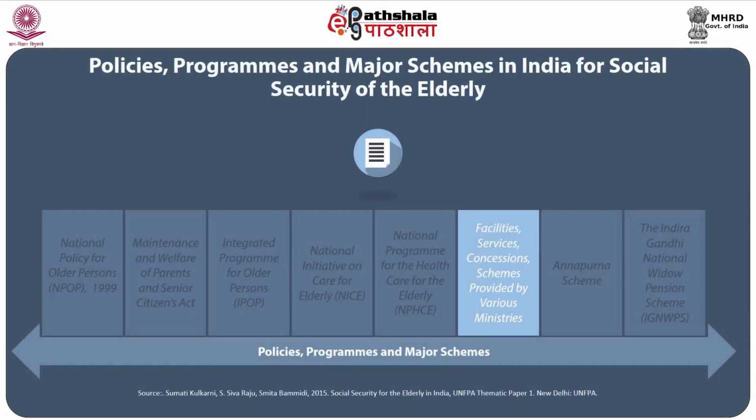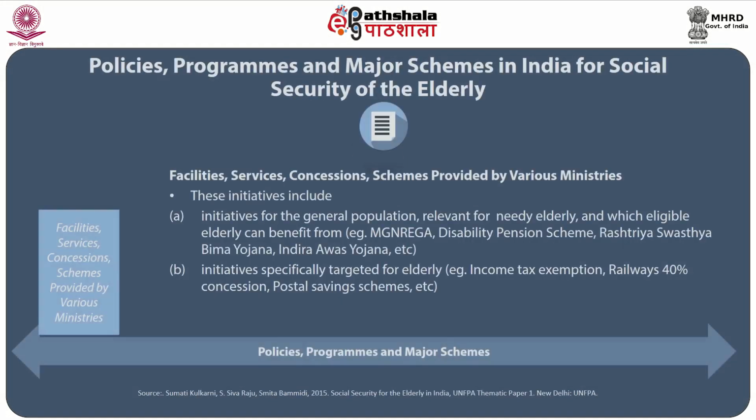In addition to this, there are also various facilities, services, concessions, and schemes provided by various ministries, which mainly include, for instance, initiatives for the general population which are relevant for the needy elderly and which the eligible elderly can benefit from. The schemes like NREGA, disability pension schemes, Rashtriya Swasthya Bima Yojana, Indira Awas Yojana, etc. Initiatives that are specifically targeted at the elderly include income tax exemption, railway concessions, postal savings schemes, etc.